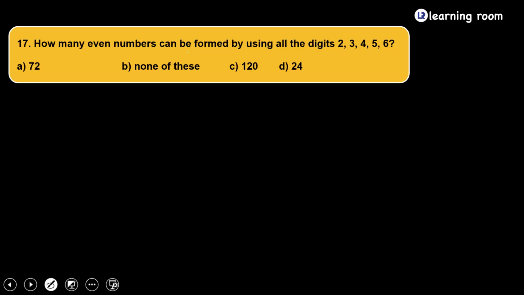How many even numbers? Actually, there is a problem with all the digits. With all the digits means 1, 2, 3, 4, 5. So you need a 5-digit even number.